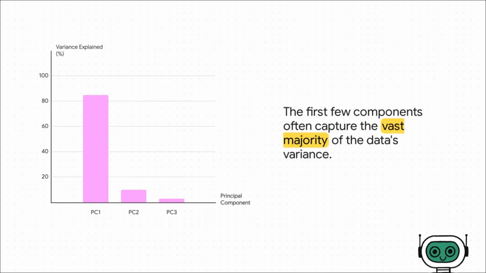And this is where it all clicks. The eigenvalues let us rank each component by importance. You'll often find that the first one or two components are the real superstars. For instance, PC1 might capture, say, 85% of all the variance in your data, and PC2 might capture another 10%. That means together, those two components hold 95% of the story. This is the power of PCA. We can now focus on just those two dimensions and safely ignore the rest.